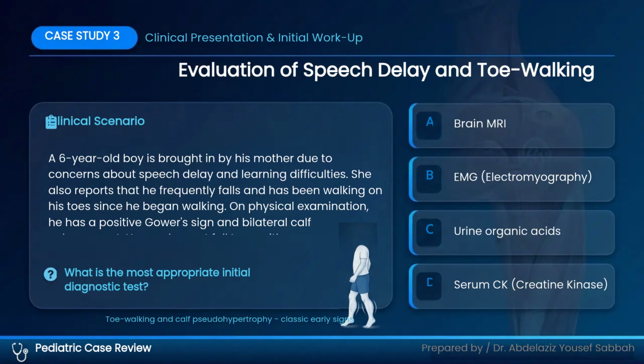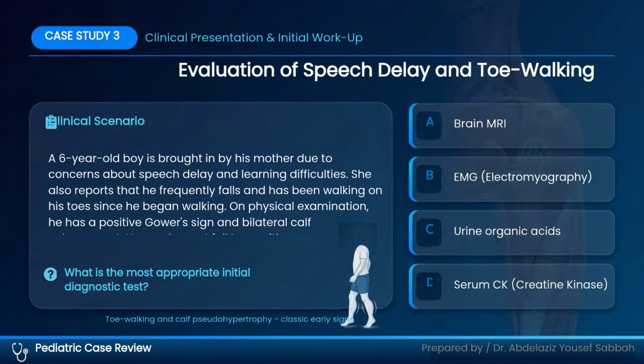Case Study 3. A 6-year-old boy is brought in by his mother due to concerns about speech delay and learning difficulties. She also reports that he frequently falls and has been walking on his toes since he began walking. On physical examination, he has a positive Gower's sign and bilateral calf enlargement. He was born at full term with no perinatal complications. What is the most appropriate initial diagnostic test?